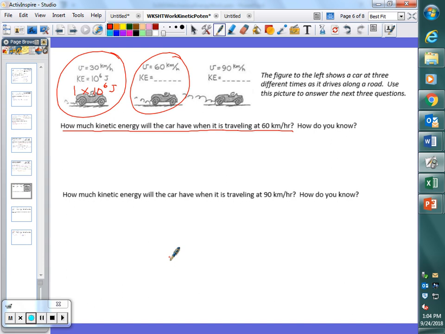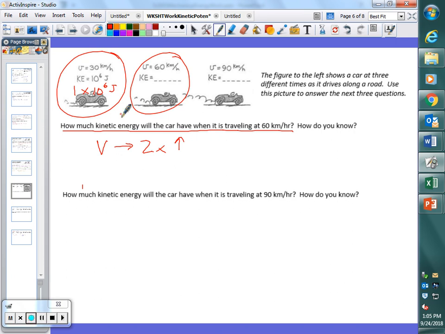So, what has happened to the speed of this car going from picture 1 to picture 2 in this situation? It has doubled, right? Going from 30 to 60, it means that the velocity is now twice as fast as it was before. So in this case, velocity has increased by 2. If that doesn't make sense to you, write it in words: this car is going 2 times faster than it was before. Okay?